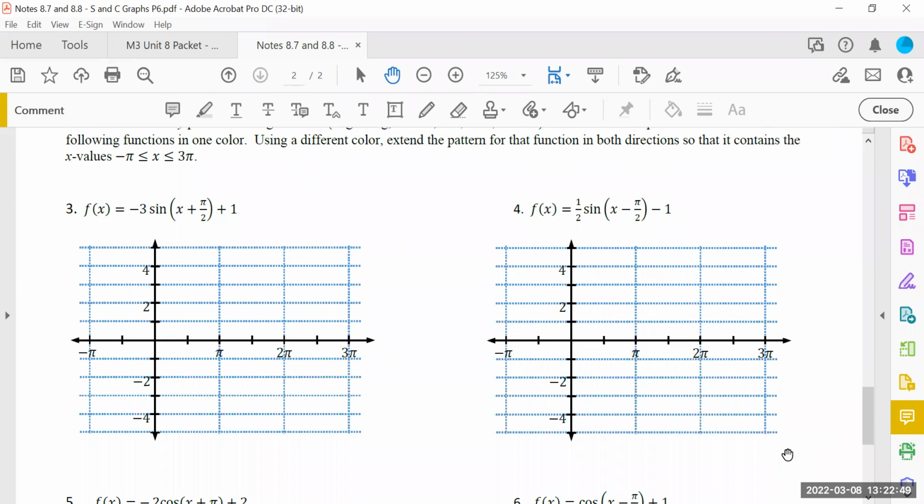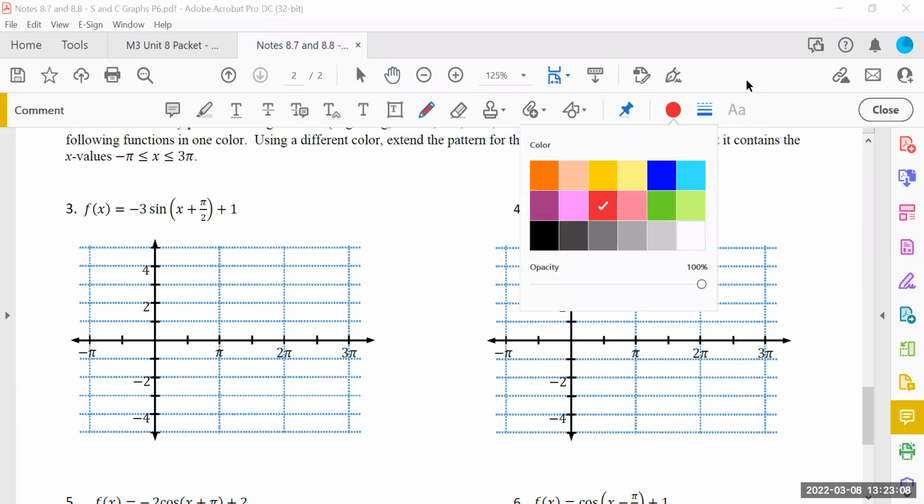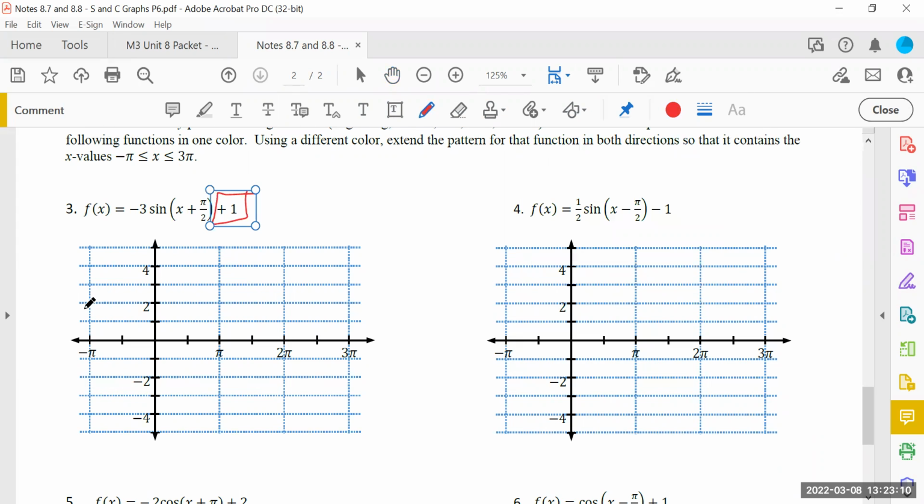So here, number 3, it's a sine function. So I'm going to find for all of them, this is all the same, right? Find that equilibrium. So the equilibrium is the K value back here. So I'm going to start with that one. This is my center line at +1.